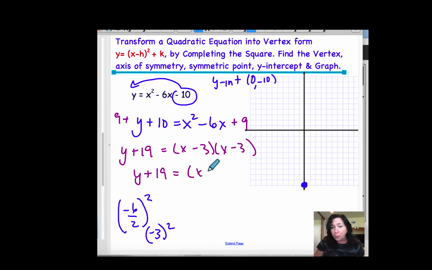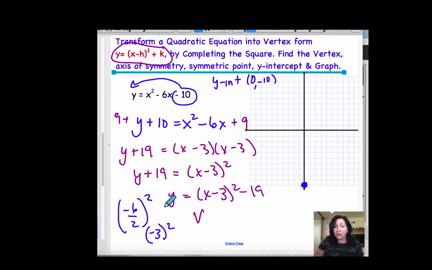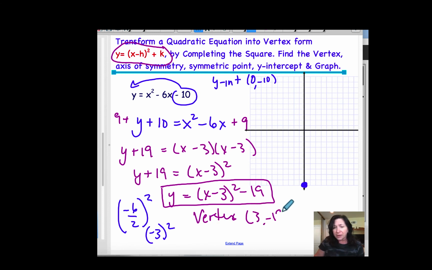Because the whole purpose is to find a perfect square, right? So that should be 2 of those. Now, the last step to put this in actual vertex form, which is right here. See how the k is on the other side? We're just going to move that. So y equals x minus 3 quantity squared, and then minus 19. Which means that this is in vertex form, okay? Vertex form. And what that means is that my vertex is at positive 3, negative 19.